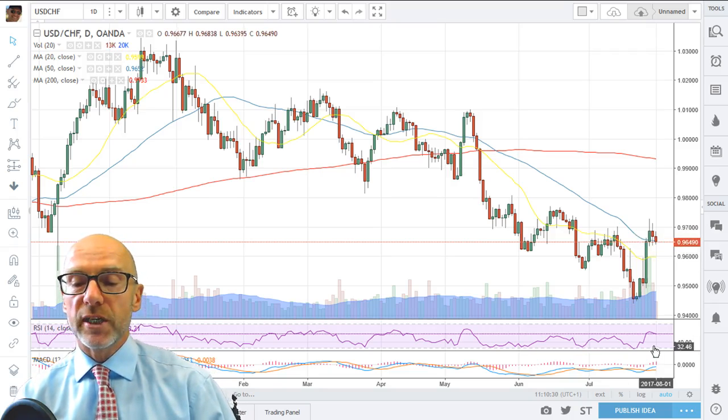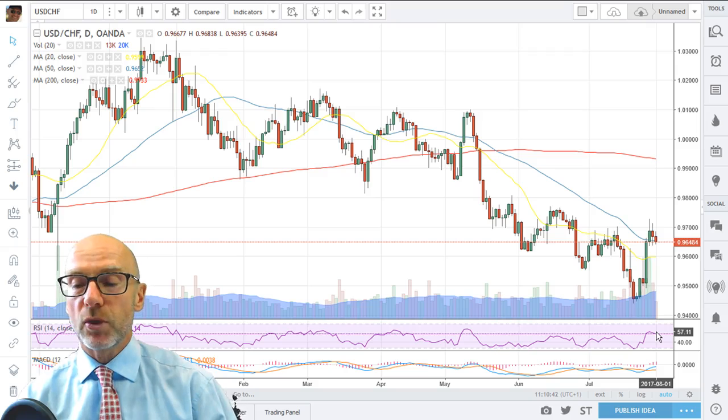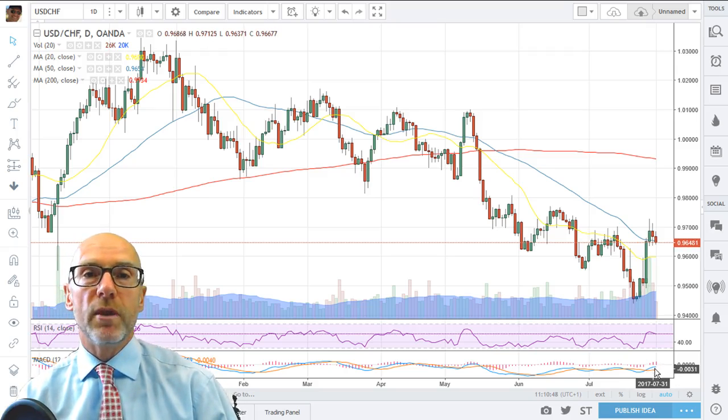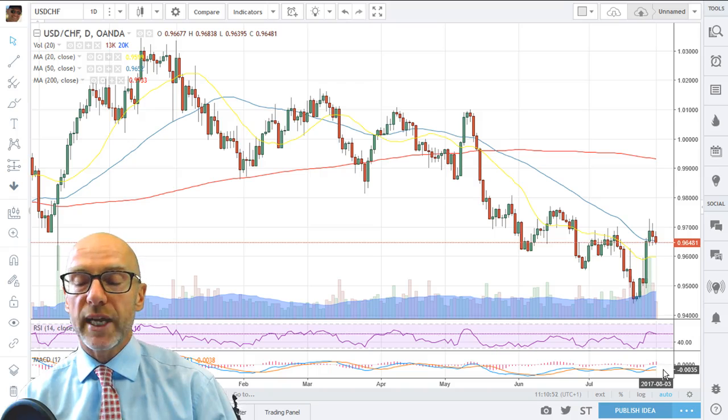What we can see on the RSI is that we've picked up and we're back above 50. We've broken the downtrend that was in place, got quite a steep uptrend, which shows positive momentum. And also the MACD have turned around, short term above the long term. They're both below zero, but they're moving up towards that level.